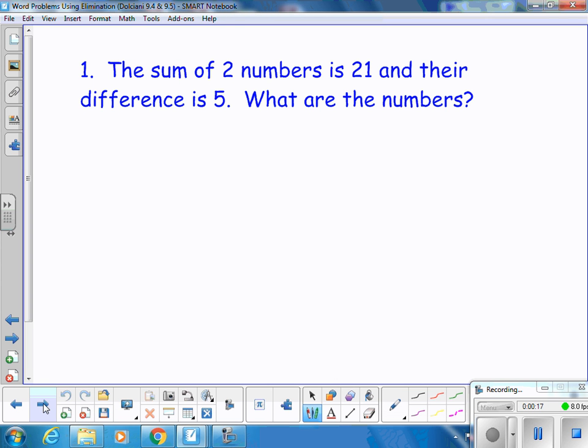For each of these problems, when I get to one, I'm going to ask you to pause it. I'd like you to set up the 2 equations first, and then you can press play and take a look at how you did, and then you can press pause and solve for them and press play to see how you did. So let's try it on this first one. Go ahead and press pause, build your 2 equations, and press play and see if ours match.